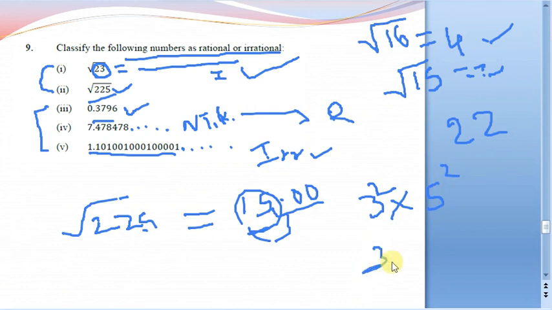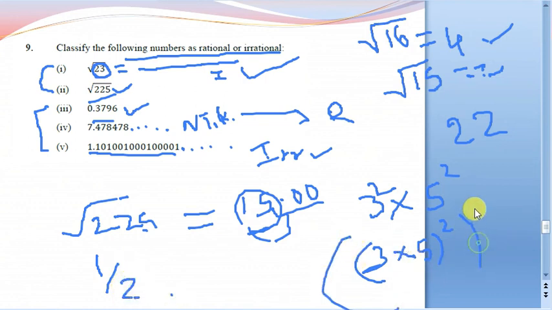So this can be written as 3 into 5 whole square. Why? Because the exponents are the same and the bases are different, we can multiply the bases and keep the common exponent, and it is under a square root. As we know, square root means whole power 1 by 2. So the entire thing to the power 1 by 2. Now what is 3 into 5? 15. So 15 square whole power 1 by 2.